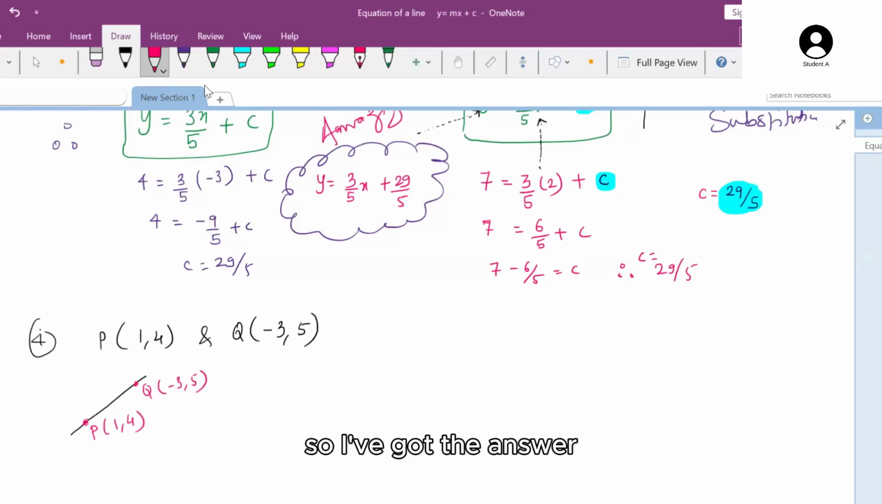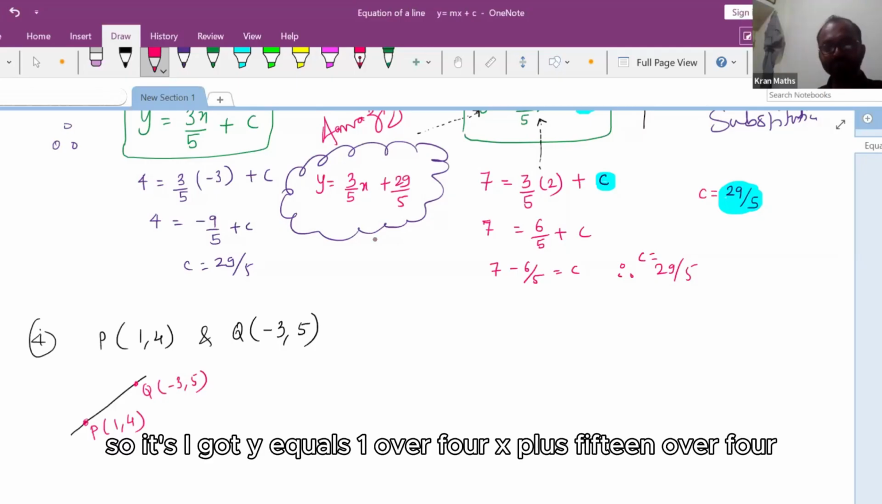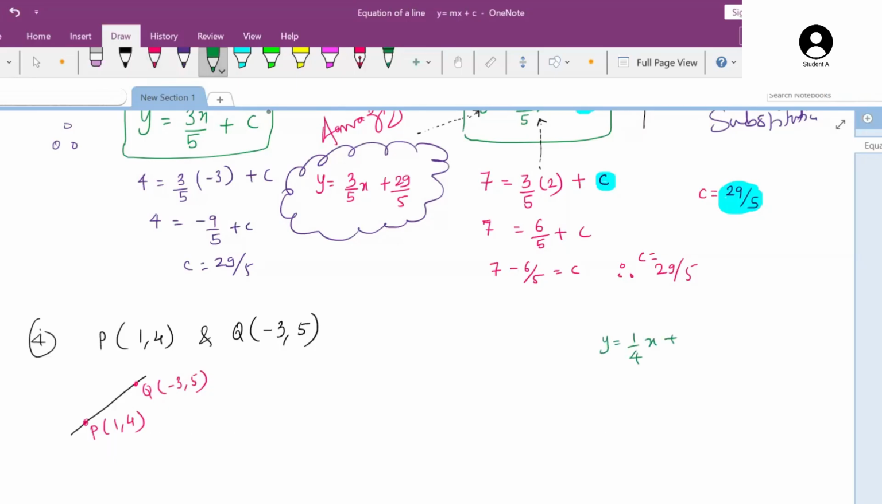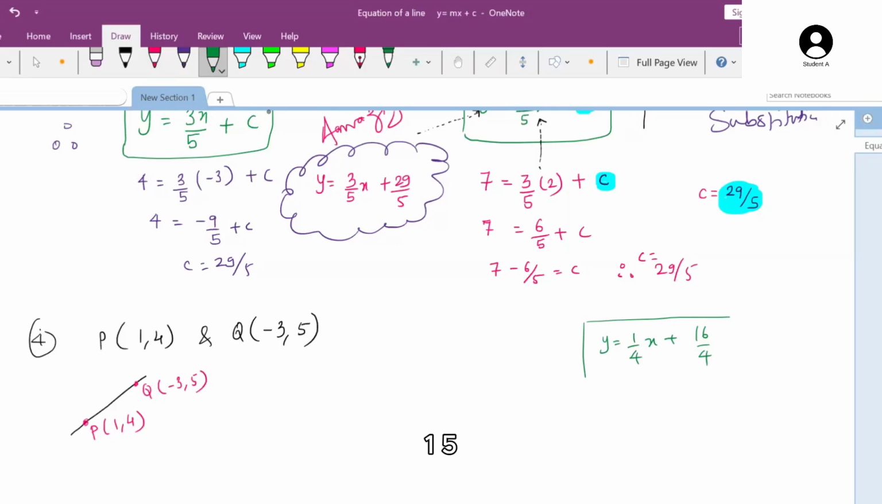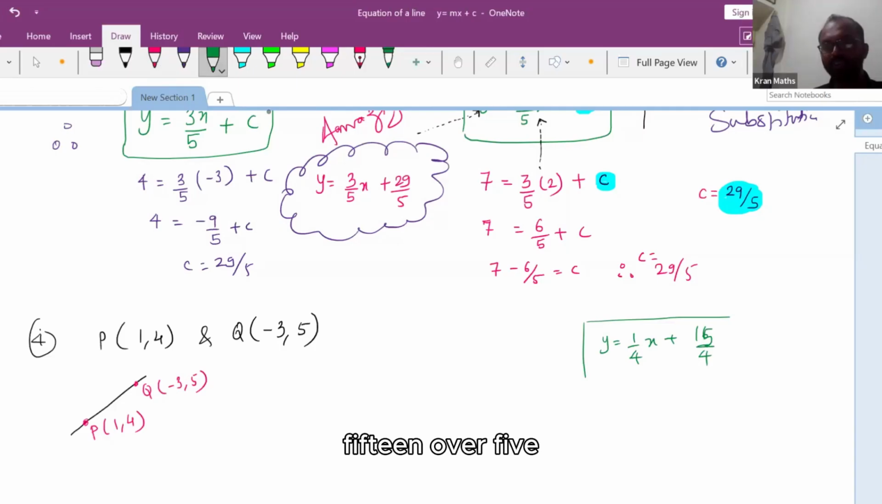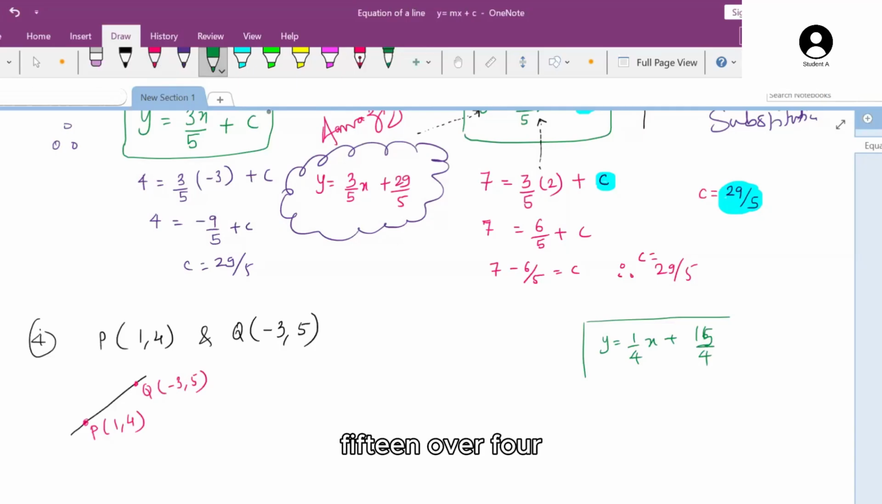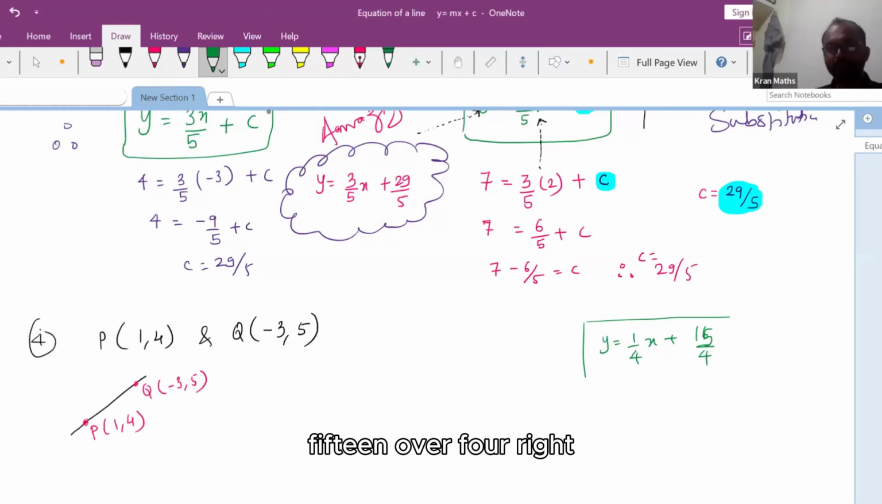So I've got the answer. Okay, tell me your answer. I got y equals 1 over 4x plus 15 over 4. Is this your answer? 15 over 4. 15 over 4, right? Yeah.